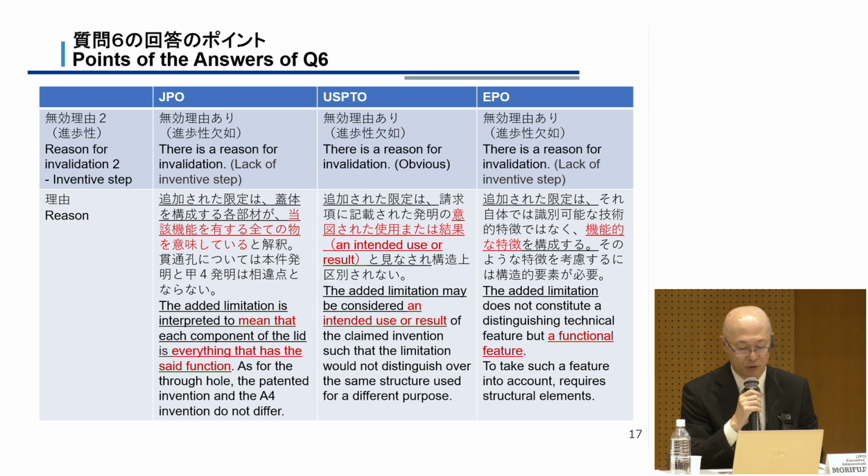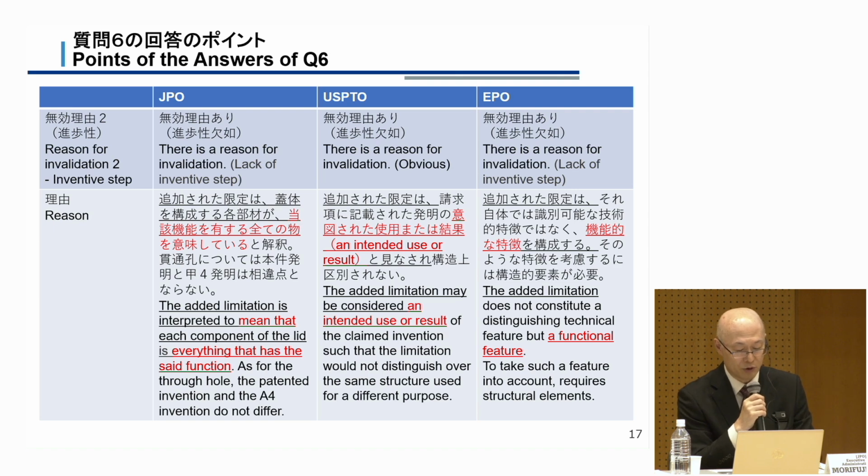JPO interprets the added limitation to mean that each component of the lid has all the relevant functions. JPO then concludes that there is no difference between this invention and the A4 invention with respect to the through hole. USPTO has taken the position that the added limitation is considered an intended use or result of the claimed invention and is not structurally distinguishable.